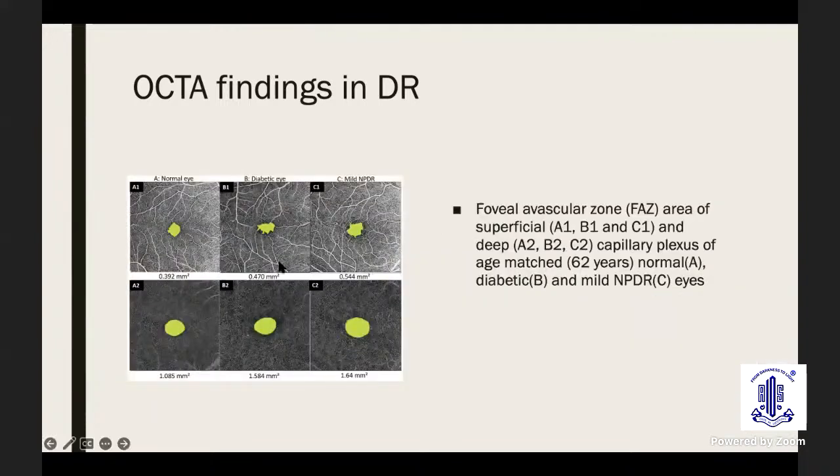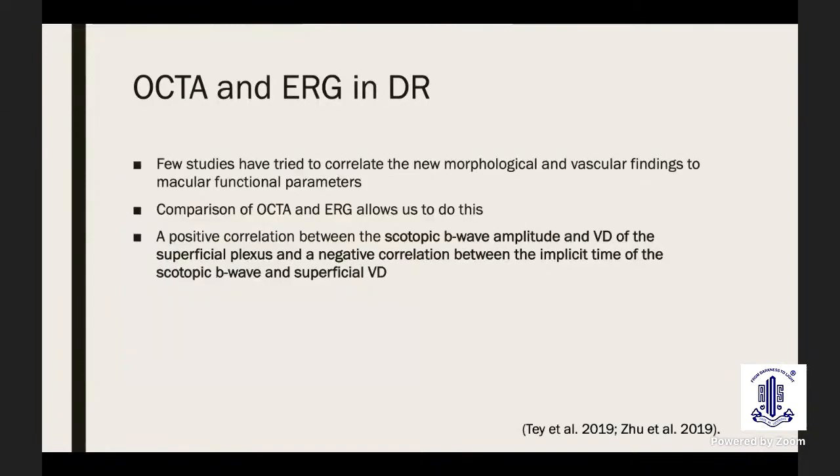We did speak of the FAZ parameters. There is an increase in the size of the FAZ as well as increased irregularity and changes in the circularity indices. All these can be hampered with the progression of disease. So a comparison of OCTA and ERG helps us compare the morphological and the functional parameters.